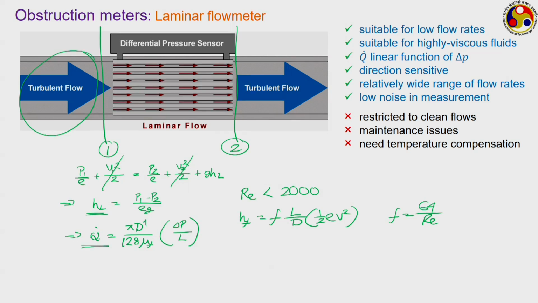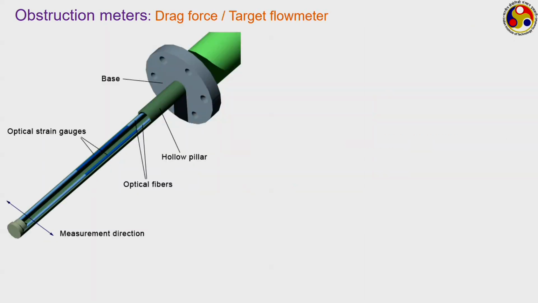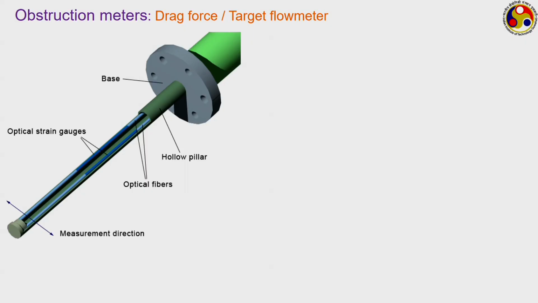Another one is often known as the drag force flow meter, or, where I made the mistake, the target flow meter. That is a quite interesting example, not very popular. I should make it clear from the beginning, and there are also doubts whether we should call them obstruction meters at all. But what we have here in this drag force flow meter or target flow meter is a tube, just like shown here.